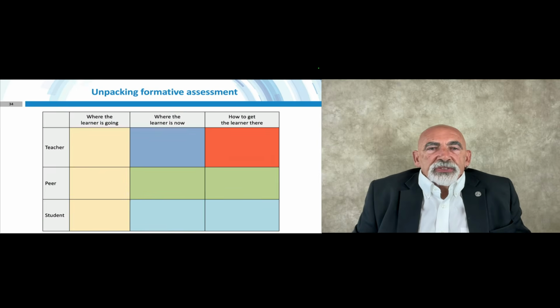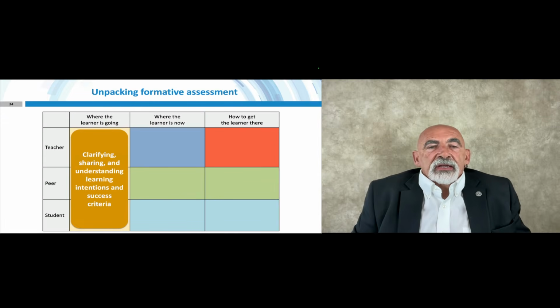A pedagogical perspective takes us into the strategies that teachers actually use. And I think we can think about where the learner is going, where the learner is right now, how to get the learner there, to think about the role of the teacher, the peer, and the learner. That gives us 5 strategies by grouping the cells together. So the first one is clarifying, sharing, and understanding learning intentions and success criteria, probably the most widely implemented, but often the least well done of all the strategies.